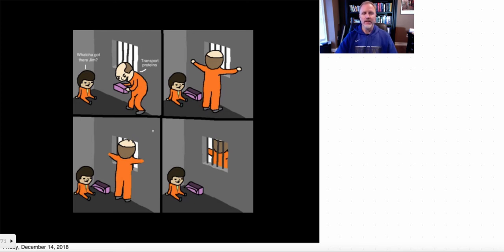If you look at this little cartoon right here, it says, "What you got there, Jim?" And the guy on the right says, transport proteins. So when he eats them, he's able to get through. I just thought that was an interesting little cartoon that somebody had sent me a while back because they remembered learning about transport proteins in my class. So they're getting through the cell wall there.